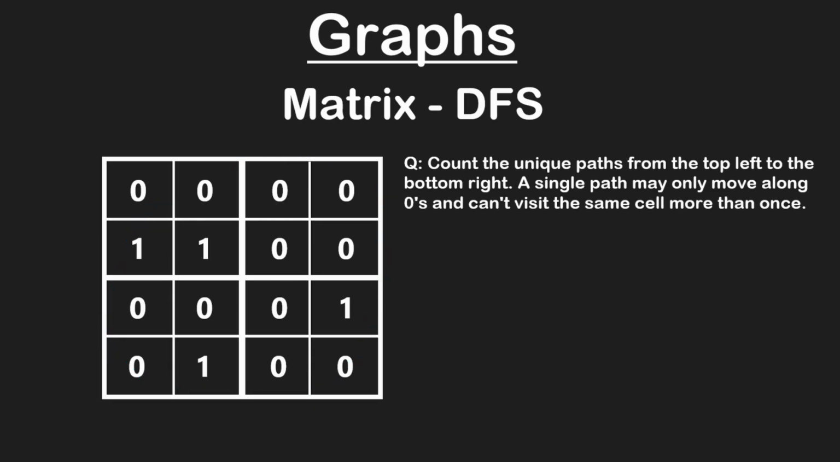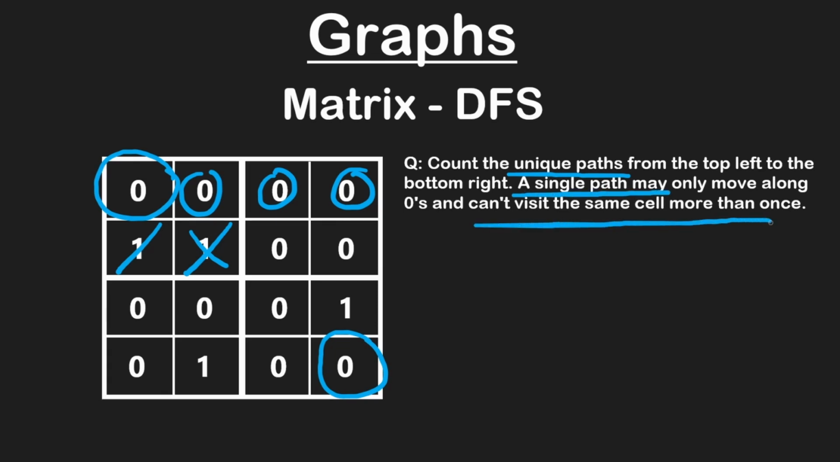We want to count the unique paths starting from the top left and going to the bottom right. In this case, of course, the path can only move along zeros, not on any ones. And also, for a single path, we can't visit the same cell more than once.